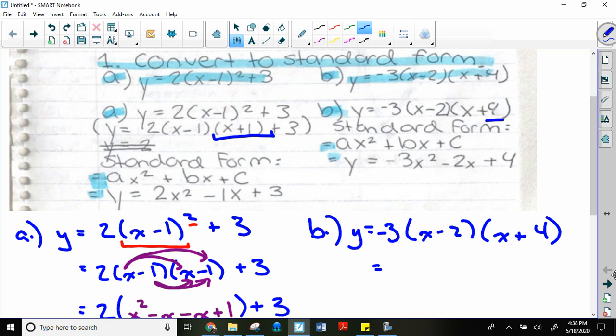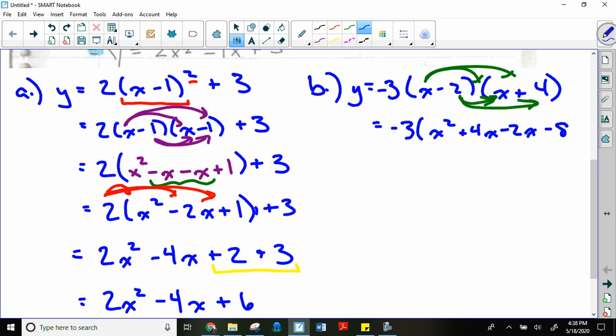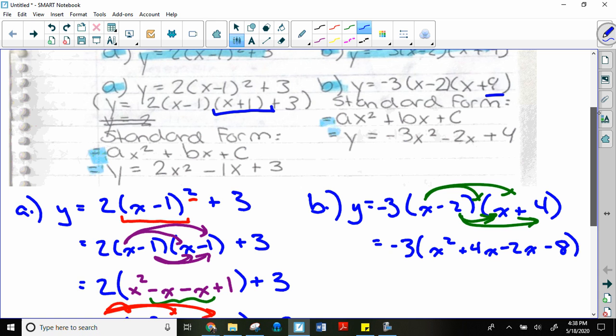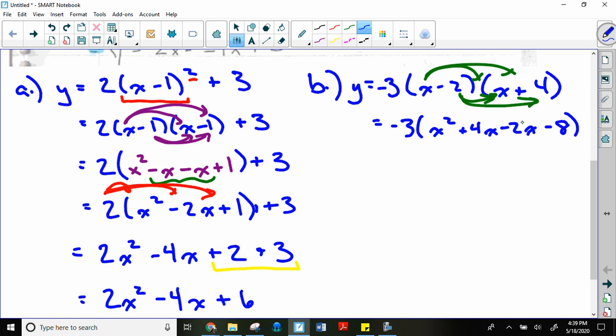Let's do some foiling. Bingo bango. -3 stays out front. We'll deal with that later. X squared plus 4x minus 2x minus 8. Did you get that line? You skipped some steps. So I don't know where you went wrong. Then we're going to put the middle ones together like we can.